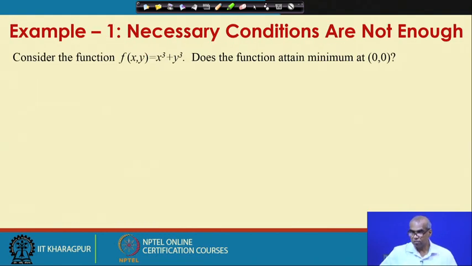So, now let us take a few examples. In the first example, we want to show that the necessary conditions are not enough to make a comment on optimality of a point. So, in the first example we take a two variable function f(x, y) equal to x cube plus y cube. We ask the question, does the function attain a minimum at 0, 0? So, is 0, 0 a minimum?